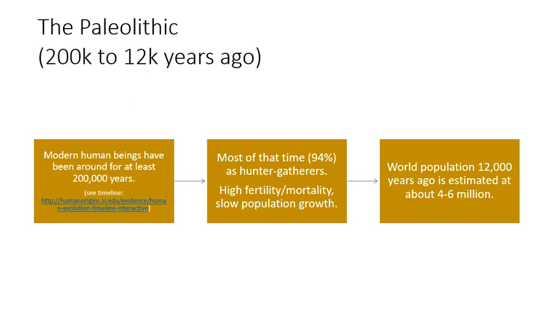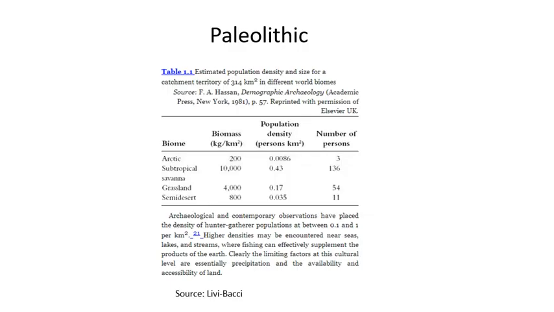If we look at the Paleolithic, the oldest time frame, up to 10 or 12,000 years ago, we can see through various forms of evidence that modern humans have been around at least 200,000 years. So a lot of our history as a species is actually kind of unknown and undocumented and characterized by hunting and gathering practices with high fertility and mortality rates, very slow population growth. And as we mentioned, world population at the end of that, and probably for much of the time during it, stayed at a steady 4 to 6 million people.